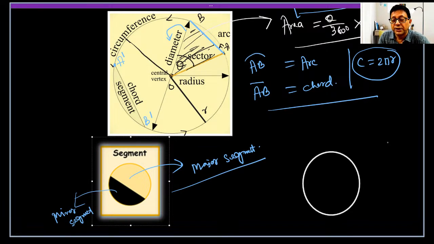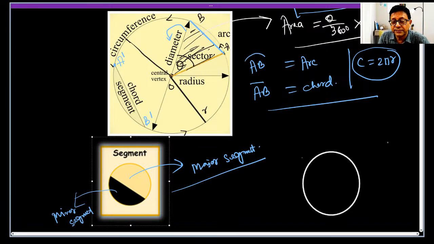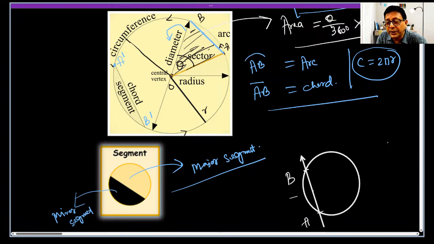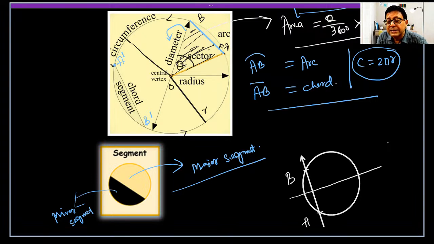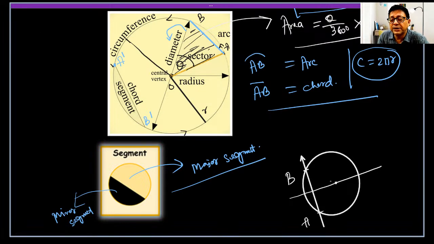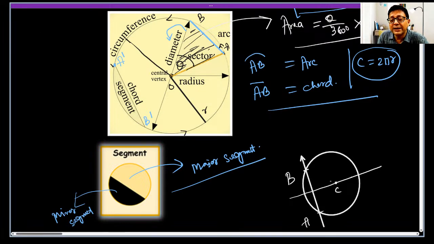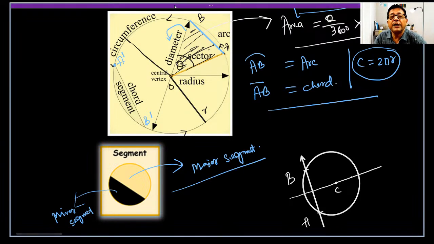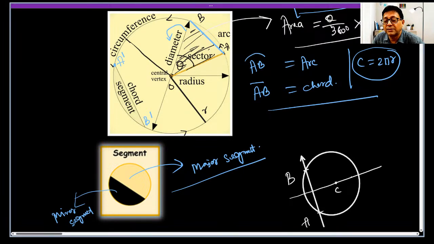There was a chord here of the circle, or we have a line segment AB. We have drawn the perpendicular bisector. The center of this circle will lie on the perpendicular bisector. We can draw many circles just by changing this center. The center is here. I can take the center here also. Then I can get another circle.